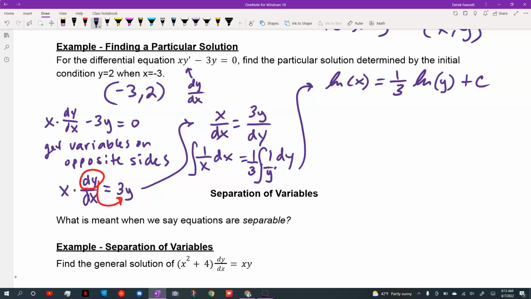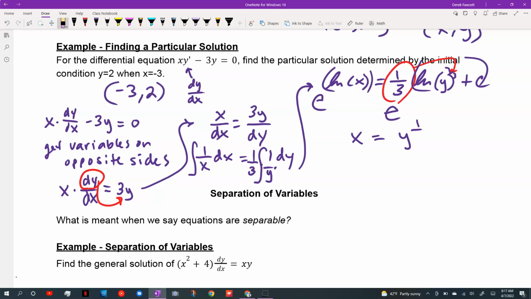Then when you take e to the natural log, we're going to go ahead and take this 1/3 and rewrite it as an exponent. So it would be y to the 1/3. That way we take each side to the power of e. E to the natural log of x is just going to give us x. E to the natural log of y to the 1/3 gives us just y to the 1/3. Oh, and then you would have your plus c.